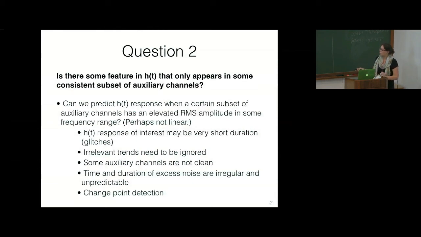So there are complications to this. Of course, the response might be very different in character. We need to ignore irrelevant trends, and the definition of irrelevant can be complicated. Some of our auxiliary channels are not clean, so working group 3 is going to need to pay close attention to that. Some of them are glitchy, which doesn't reflect anything physical that's happening, it's just the sensor malfunctioning. Some of them just have bad signal fidelity issues. Also, there's pretty much nothing predictable about what it is that we're looking for.